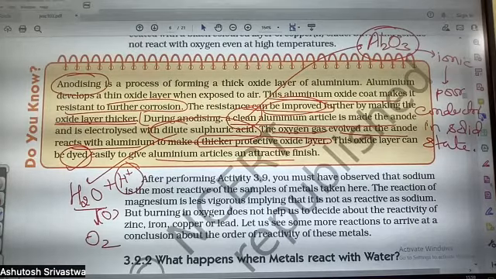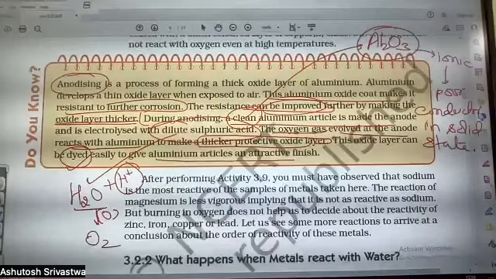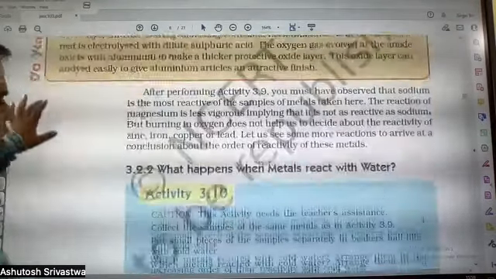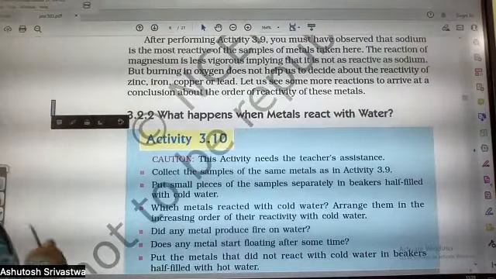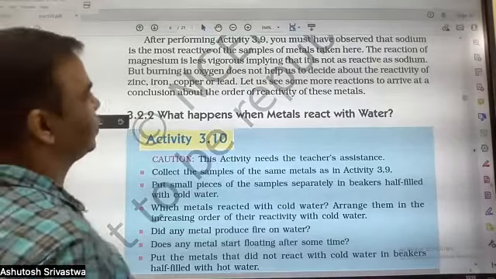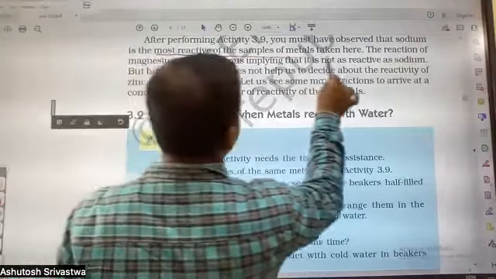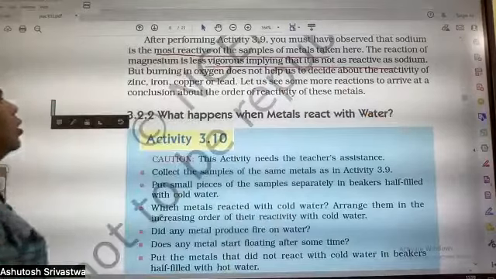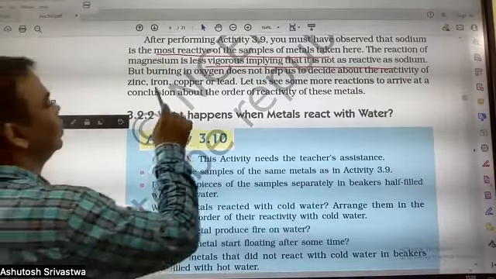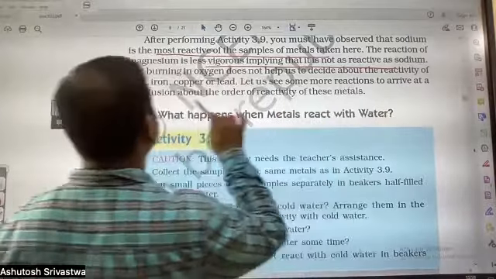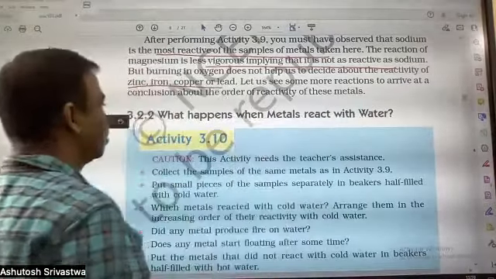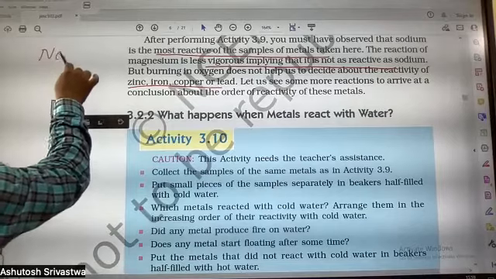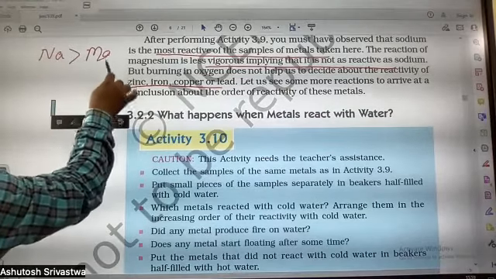Okay. Now the reaction mechanism is very less vigorous. So let us go ahead and try to talk about this paragraph, what we can observe from here, what question can be framed here. See, the most reactive of the samples taken, the reaction of magnesium is less vigorous, implying it is not as reactive as sodium. And burning in oxygen does not help us to decide about the activity of zinc, iron, copper, and lead. So what is important here? Number one, reactivity of sodium is more than magnesium.